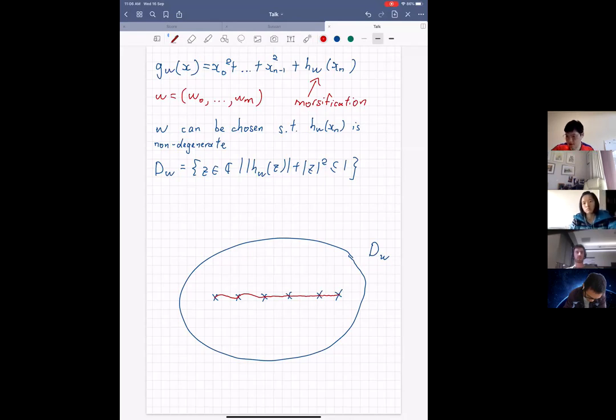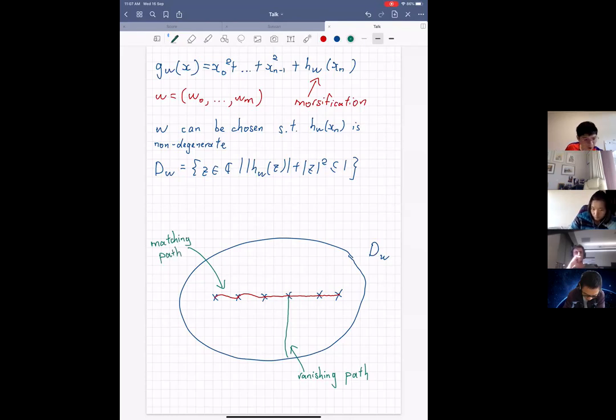Okay, so first of all, in Picard-Lefschetz theory, they call this kind of path a vanishing path, where you end at one critical point. And Seidel in the book called this kind of path joining two critical points a matching path. Okay, so how are you going to get a Lagrangian out of it?